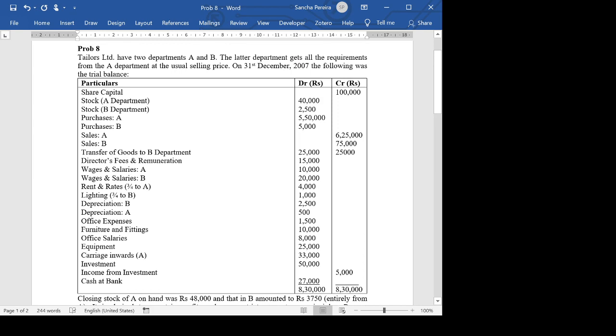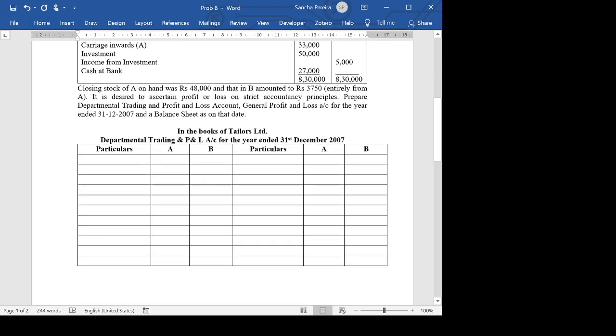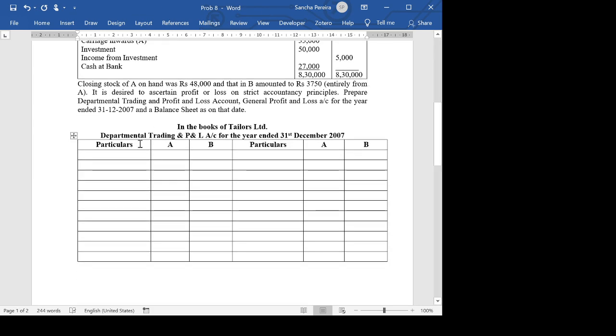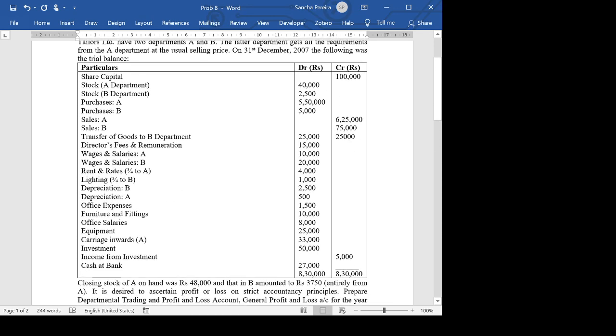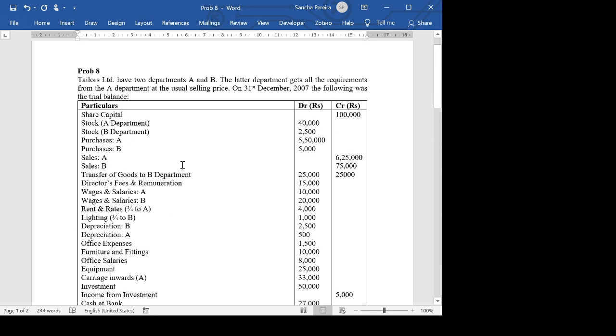All this time what I was doing is I was preparing the trading account first, and then I was going to the departmental profit and loss account, and then we were doing the general profit and loss account. There's another way of doing it. You all see which you are comfortable with. You can keep transferring the items as they come to the respective accounts or statements.